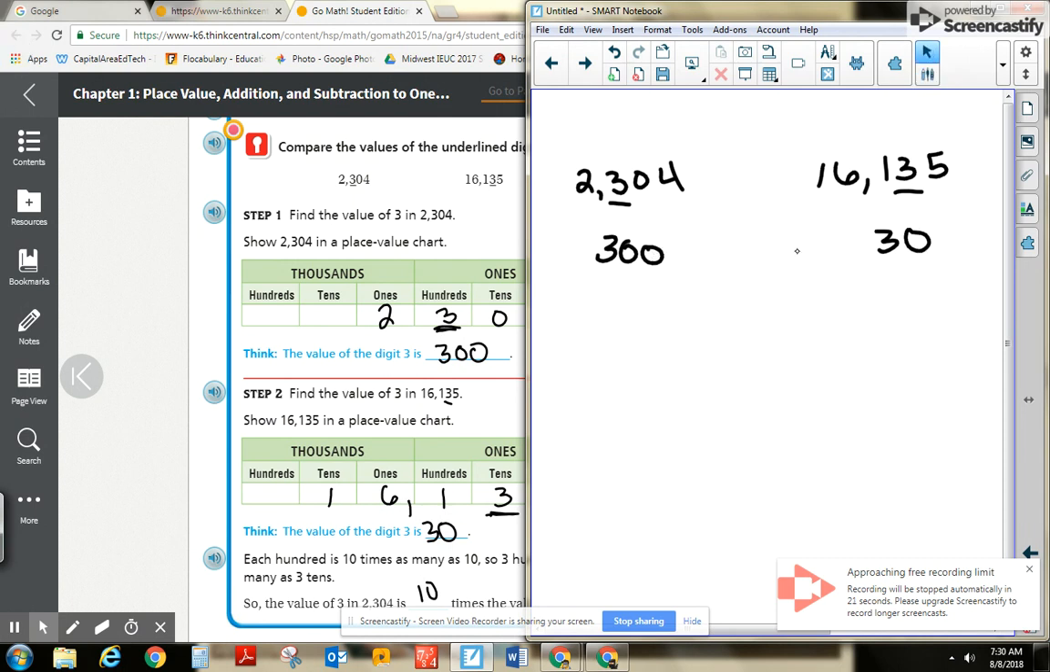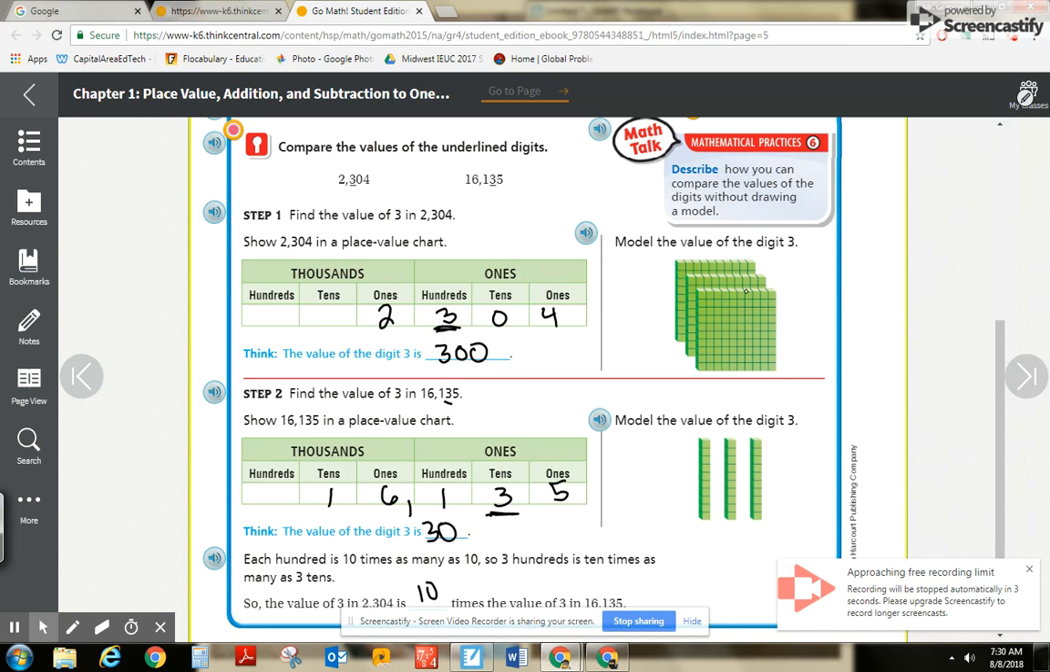Right here I can see that 300 is 10 times bigger than 30. I can also think backwards. 30 times 10 equals 300. So this is 10 times bigger. So maybe looking at it this way will help you, but we are starting to understand place value all the way through the 100,000s.